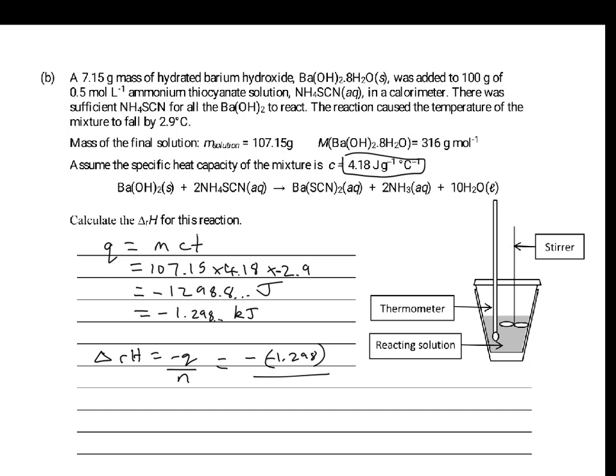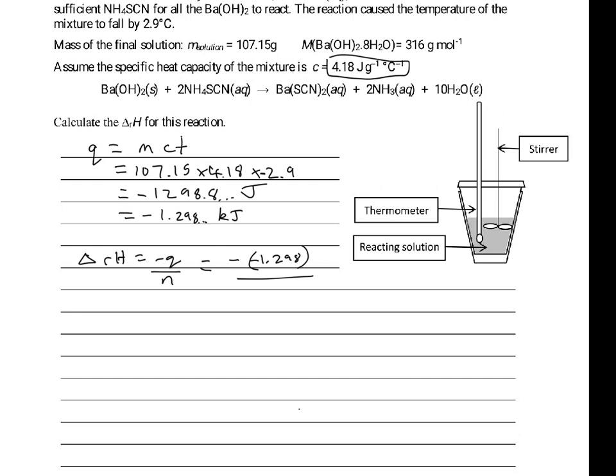If the two values are different, you always use the smallest number because that's the limiting factor. In this particular question it says there was sufficient ammonium thiocyanate for all the barium hydroxide to react. So what that tells us is that we have lots and lots of this ammonium thiocyanate and that the barium hydroxide is the limiting reagent. So we're going to work out the number of moles of barium hydroxide.